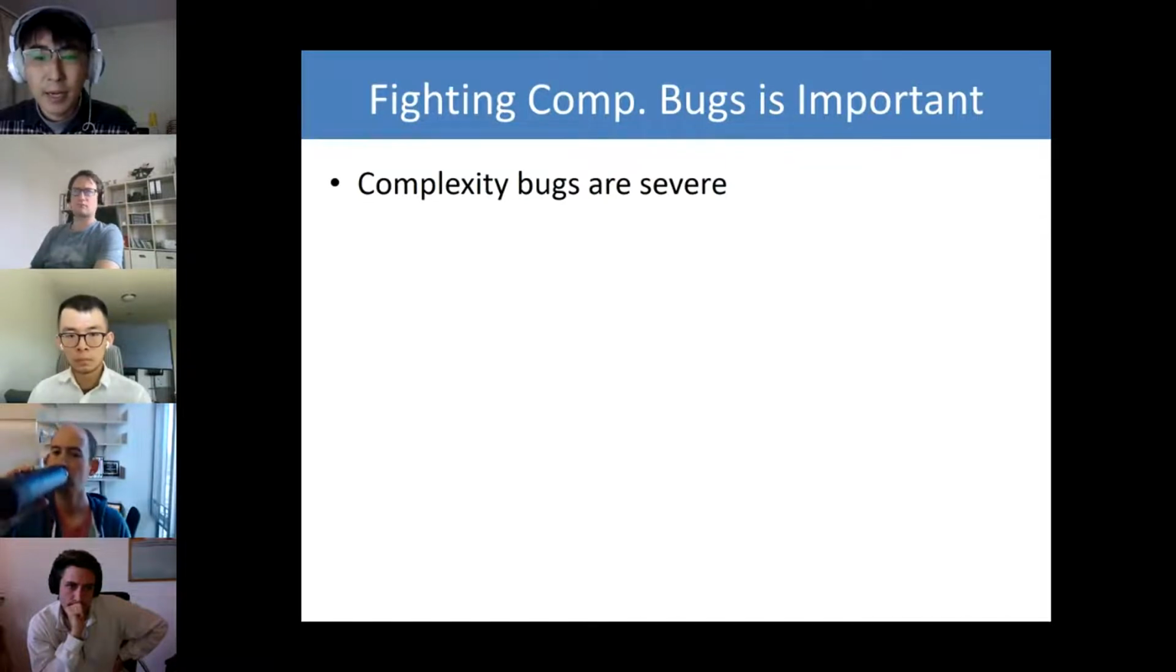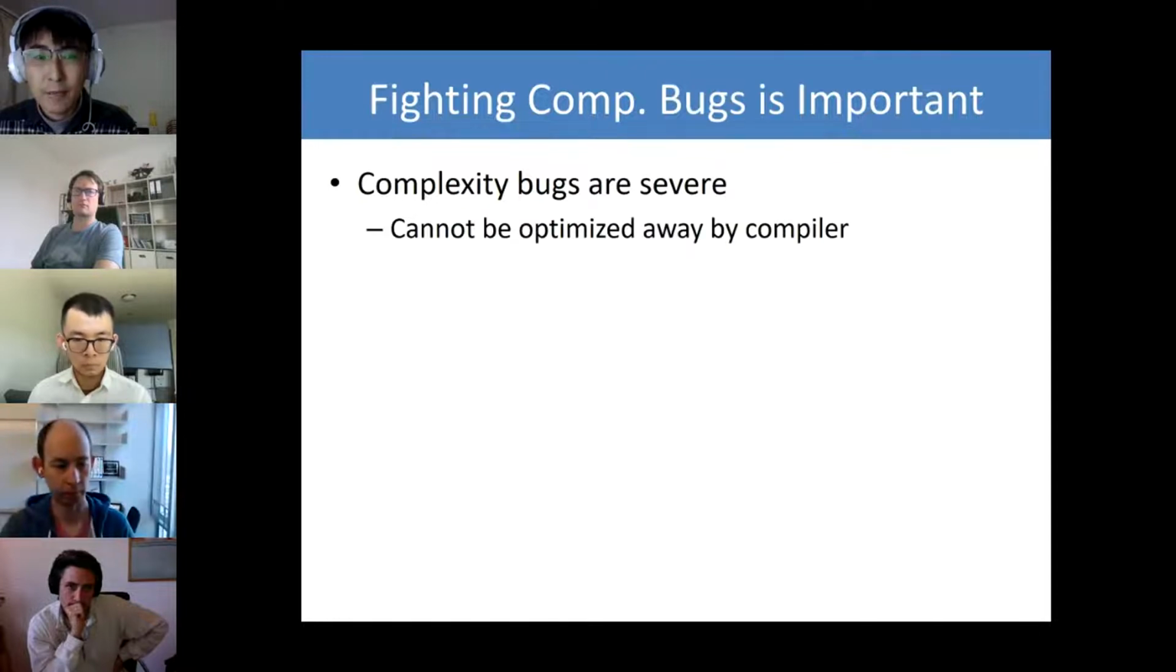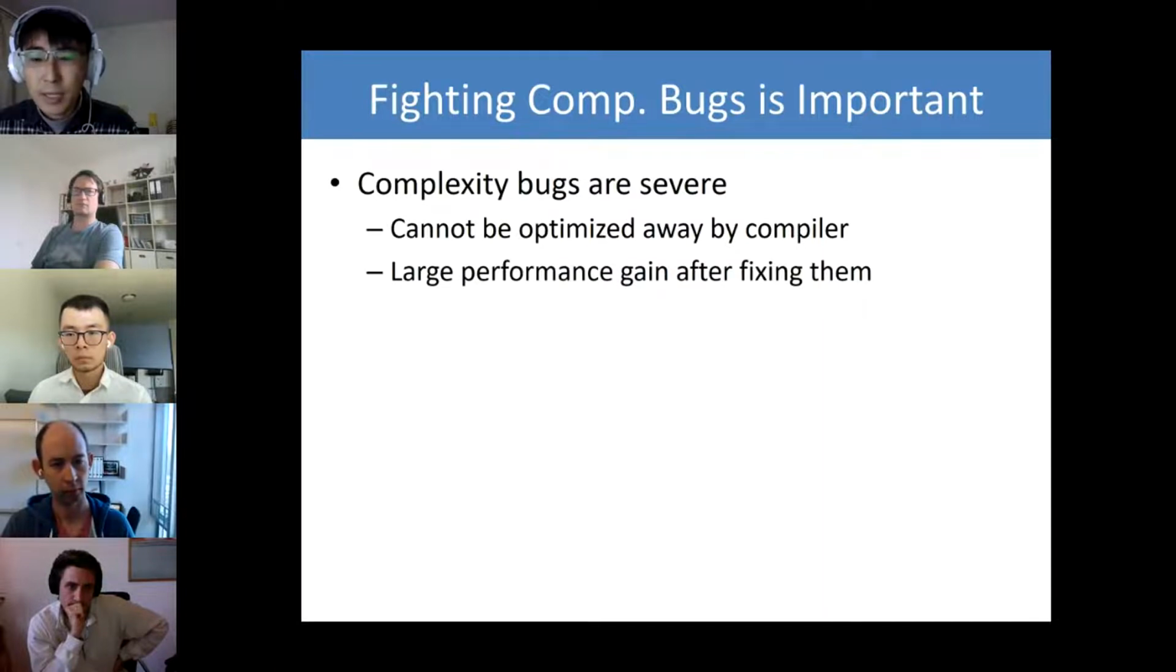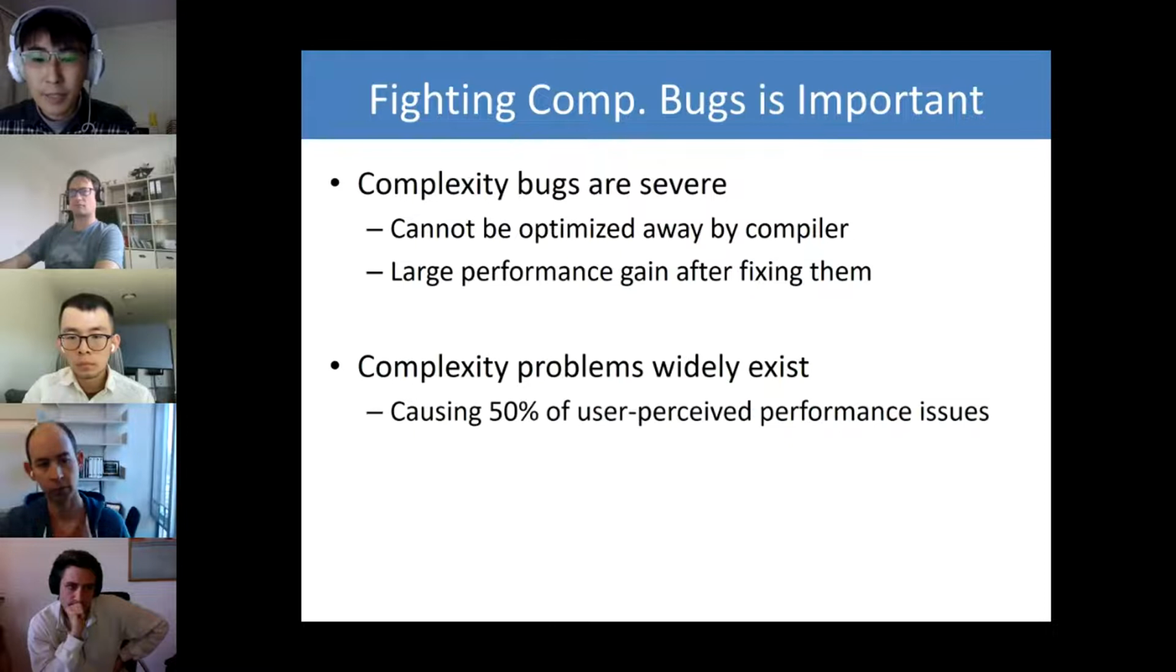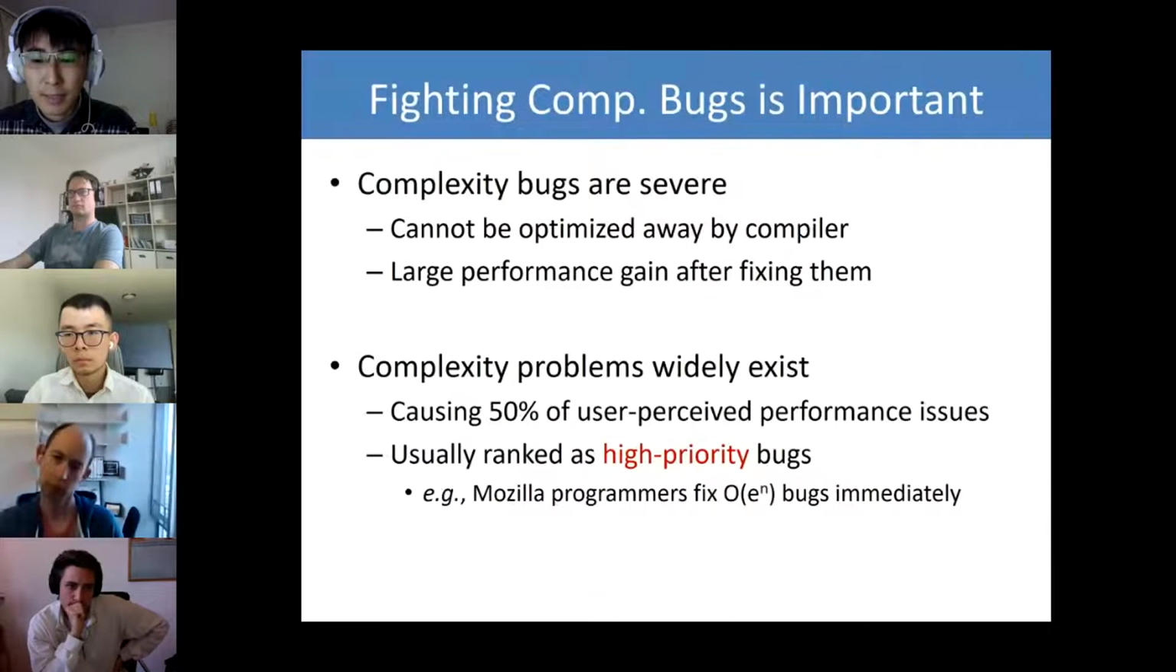Many complexity bugs are like this MySQL bug. They cannot be optimized away by compilers. Fixing them can gain huge performance improvement. Moreover, complexity bugs widely exist in software. As shown by our empirical study, they cause half of the user-perceived performance issues. Programmers usually rank complexity bugs as high priority in the development. For example, Mozilla developers will immediately try to fix complexity bugs degrading exponentially. Therefore, it is important to combat complexity bugs.